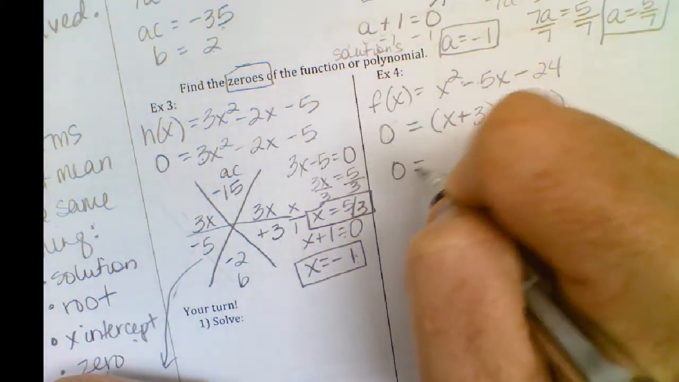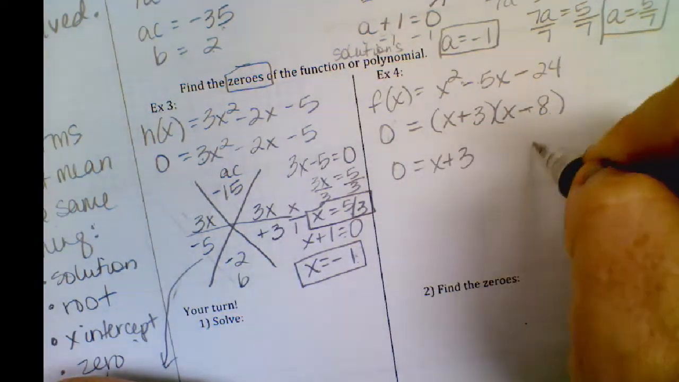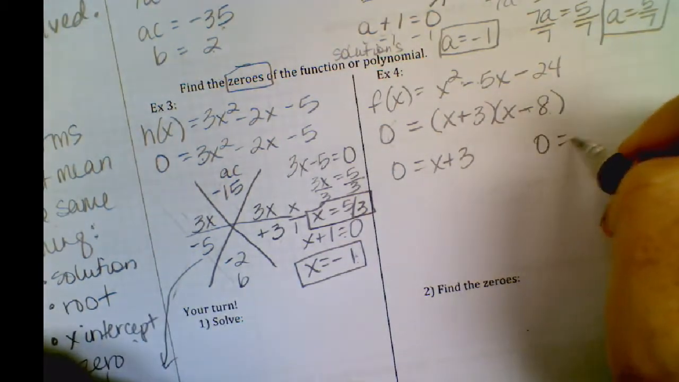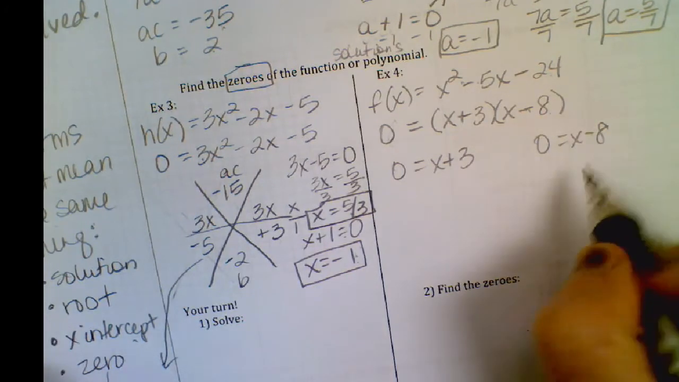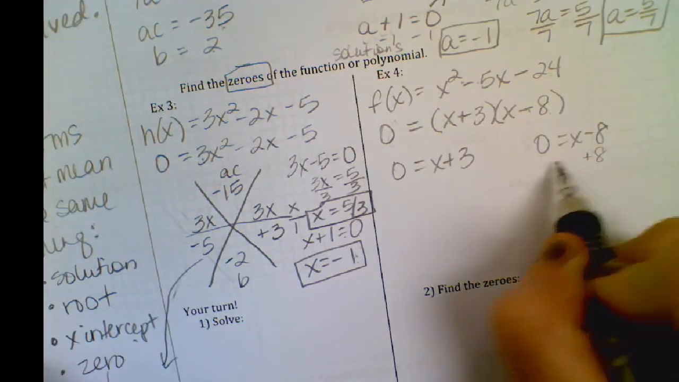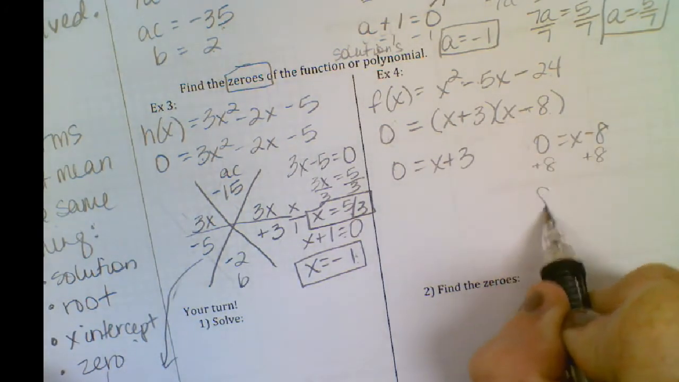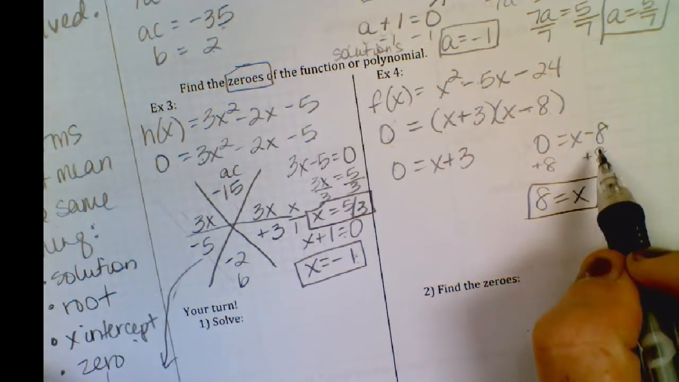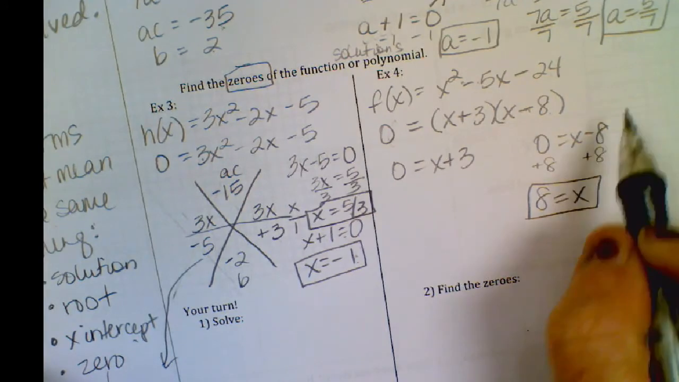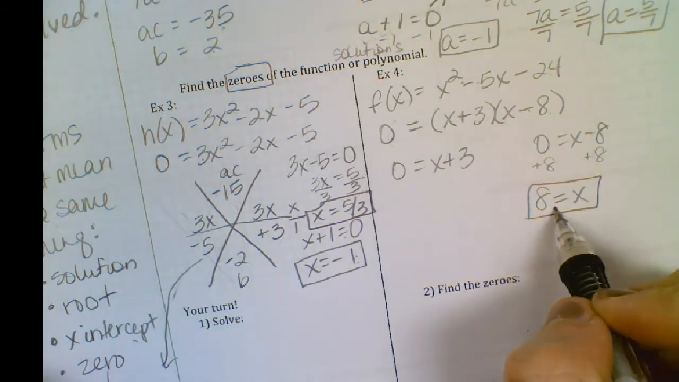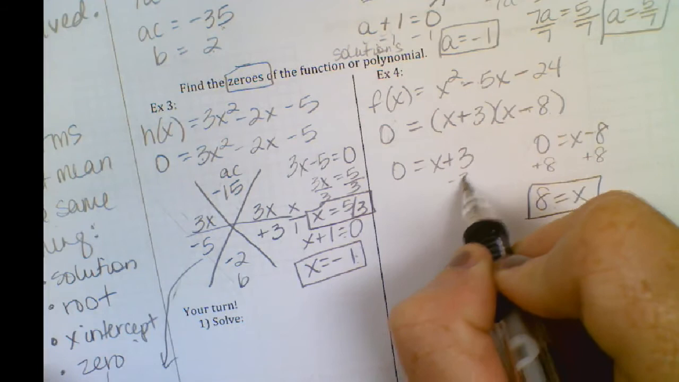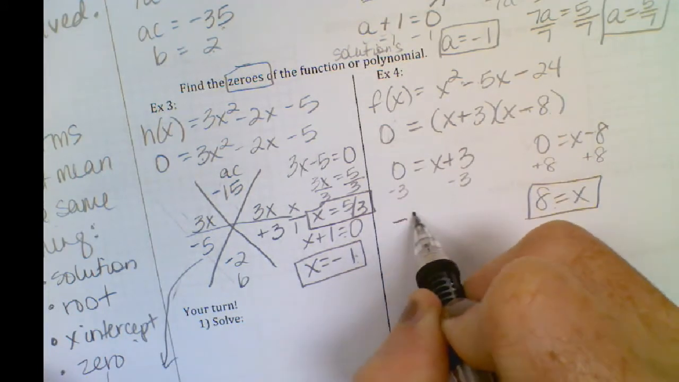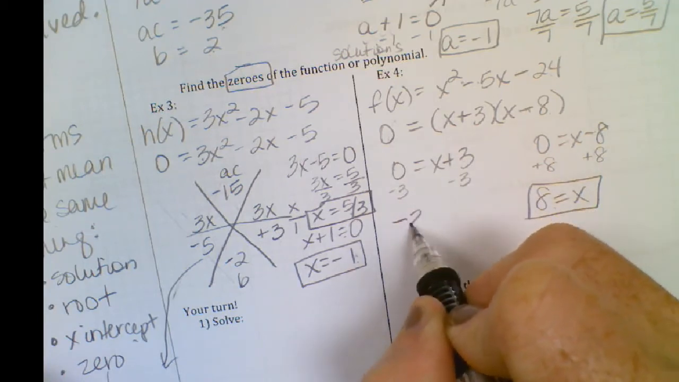Now I'm just going to set each of these equal to 0. So I would have to add 8 to both sides. I hope you're starting to see that your solutions are the opposite of your factors. My factor was -8, my solution is +8. My factor was +3, my solution is -3.